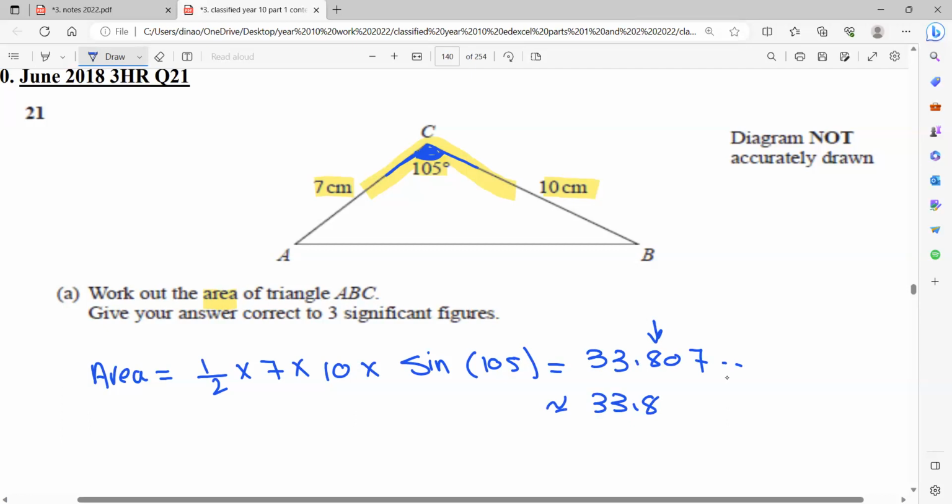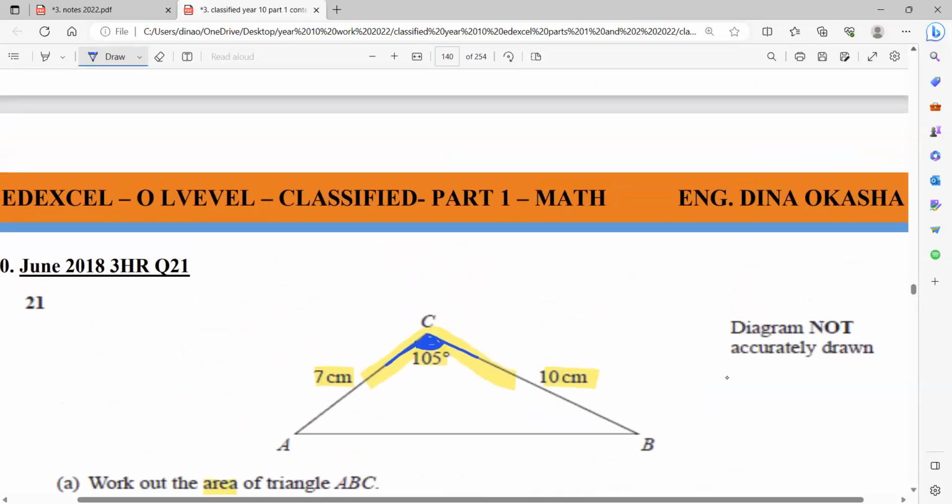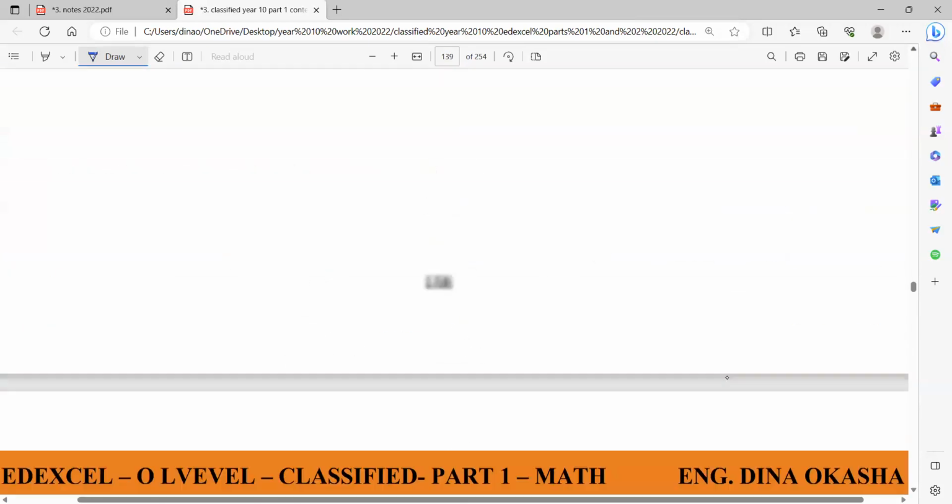Now we have two applications related to the sine rule that I'm going to discuss now. I guess it's quite easy. Okay, two more examples to go. And then that's it for this video.